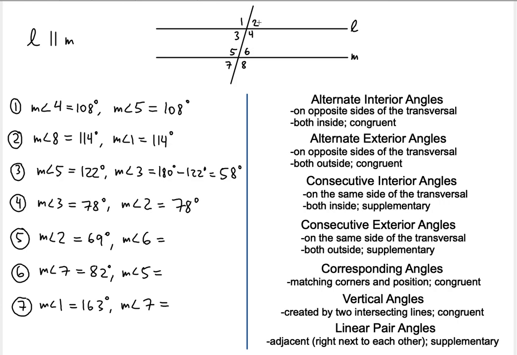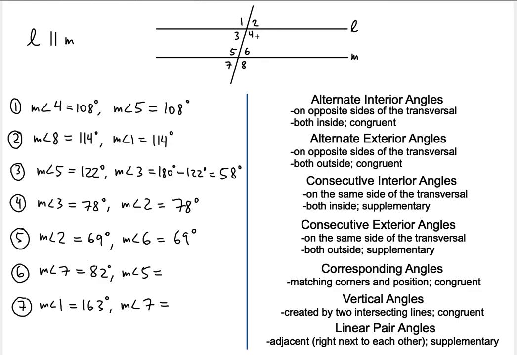However, notice that both of them have the same kind of pattern because 2 is above line L, 6 is above line M, which is parallel to L, and both of them are to the right of the same transversal. So 6 and 2 share the same relative position. They're matching corners, and they are congruent by definition. So if 2 is 69, 6 must also measure 69 degrees.